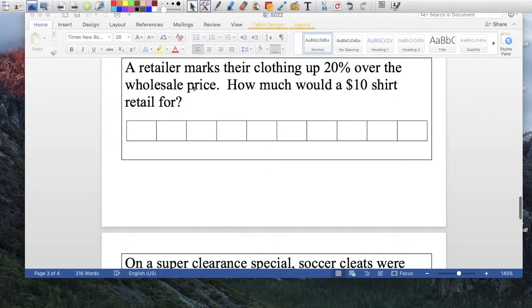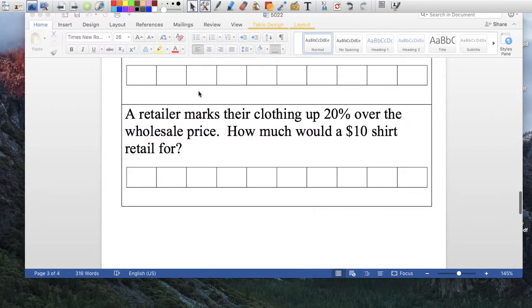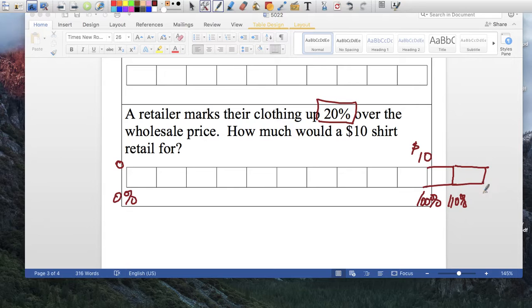A retailer marks their clothing up. So this is up. So we're going to 20%. So this is going to be 100%, 0%, $0, and it's $10. So let me add one box. That's 110%. Let me add another box. That's going to be 120%, right? Because I want to add 20% to my original price. So this one is easy, right?